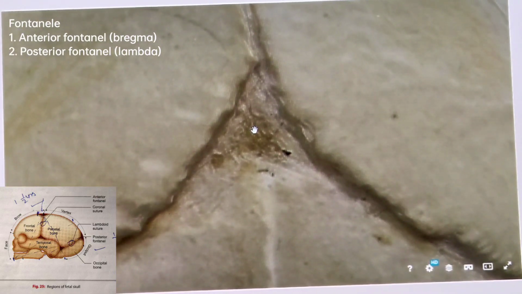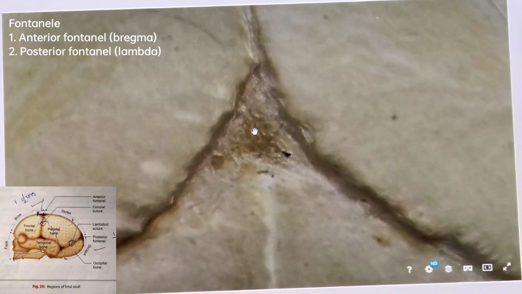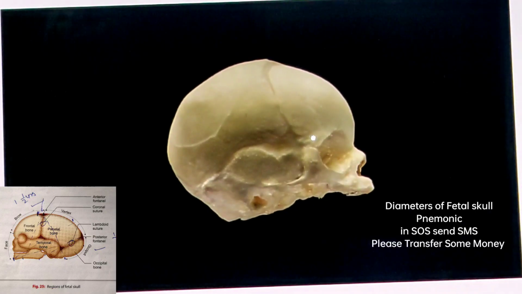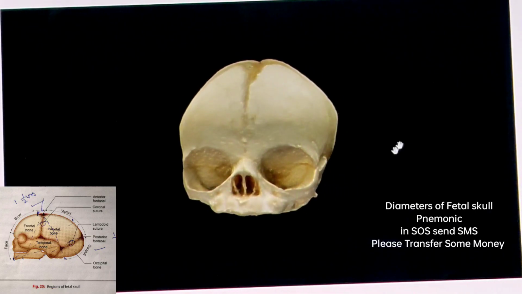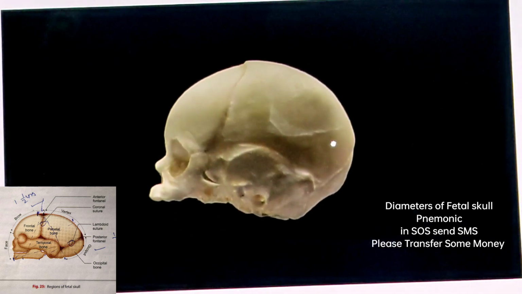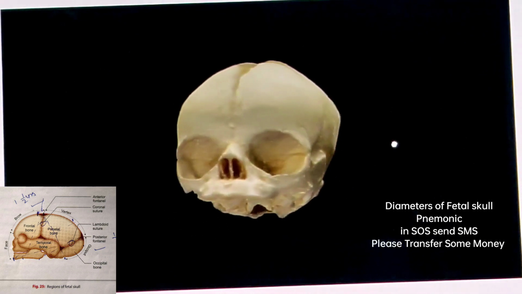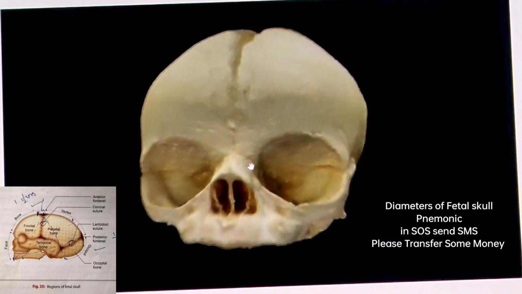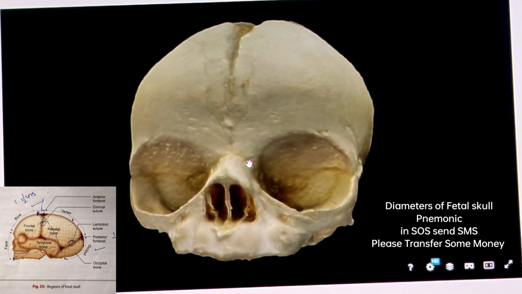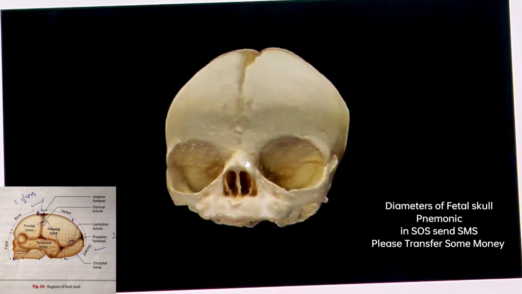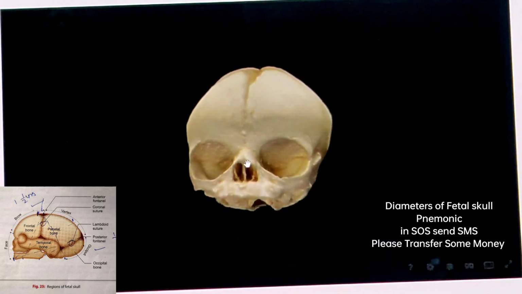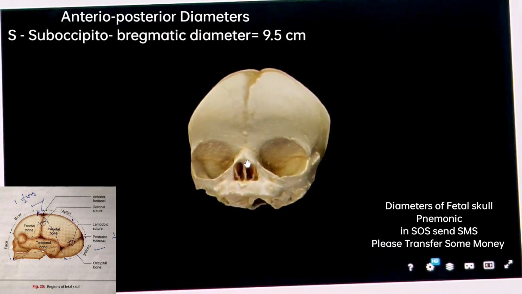Now we are going to see diameters of the fetal skull. There is a mnemonic to remember the diameters of the fetal skull. You can see at the bottom of the video. So in SOS, send SMS, please transfer some money. Only the capital letters denote the name of the diameter. So S denotes suboccipitobregmatic.